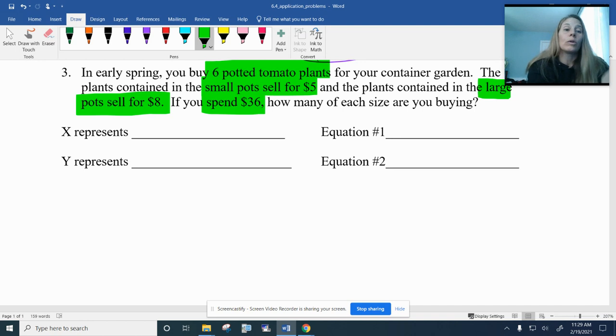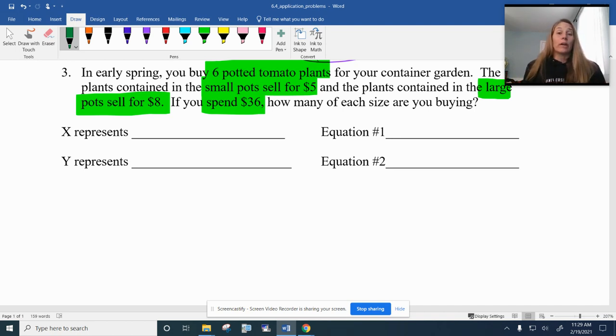So a lot of times you'll go to a garden center and they might have smaller ones that are not quite as grown, but they're a little bit cheaper. And the more mature plants are a little bit bigger and they're a little bit more expensive because chances are they're going to be a little more successful if you plant them and things like that. So again, we have two different things that we're trying to figure out, how many smalls and how many larges.